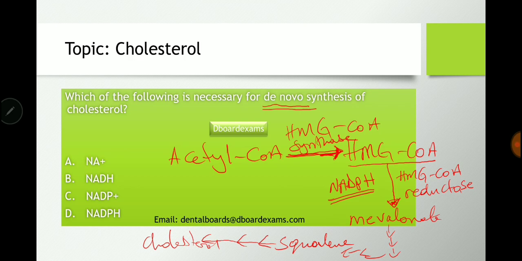But you see at this step here, you need NADPH. Don't be confused, it's not NADH, it's NADPH. So NADPH is needed by the enzyme HMG CoA reductase. Now, which drugs block this enzyme, HMG CoA reductase? It's the statins that block that enzyme. So make sure you understand cholesterol before you take this exam. All right.